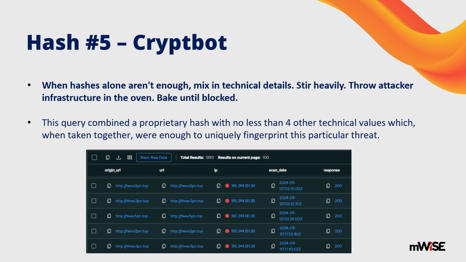But for this one, we used roughly 4 or maybe 5 technical values combined with a proprietary hash, and the results are right there. You can see them right here. 1,283 different results for live or historical infrastructure that is using CryptBot. And it took us hours to track them.